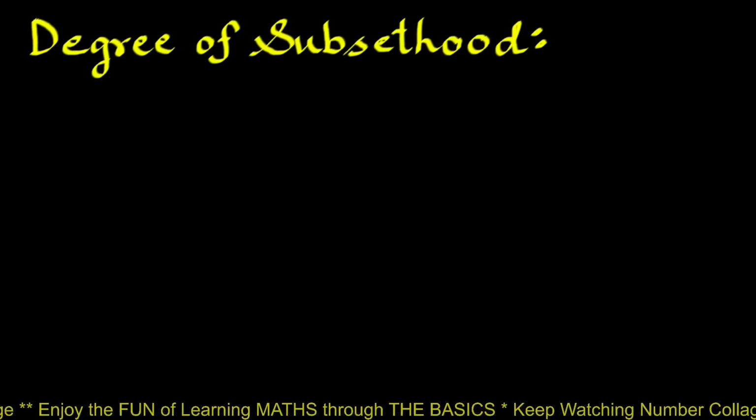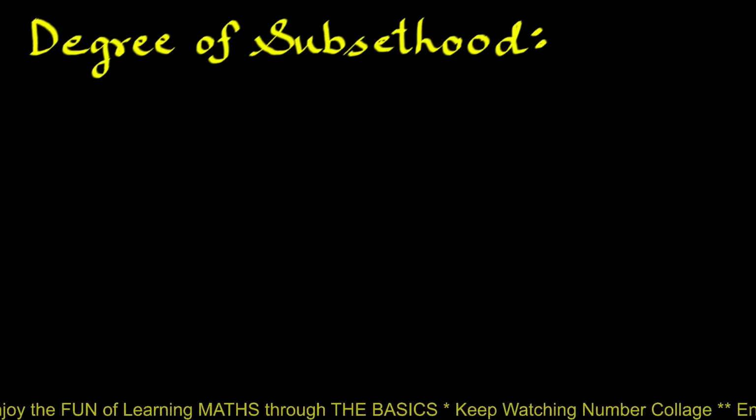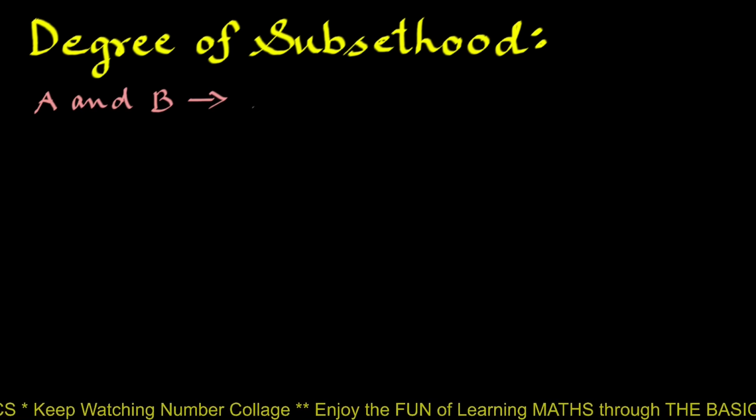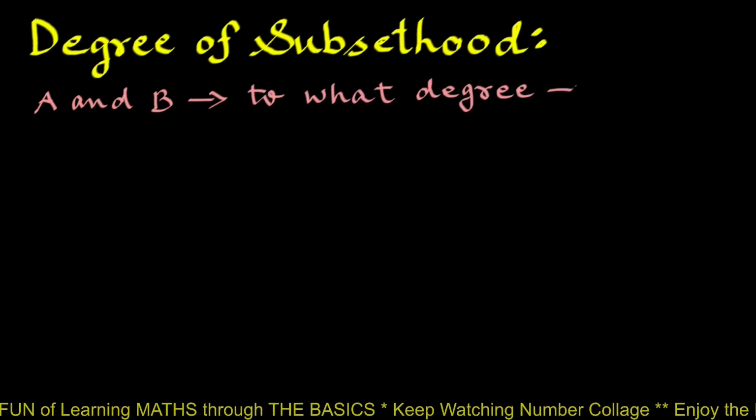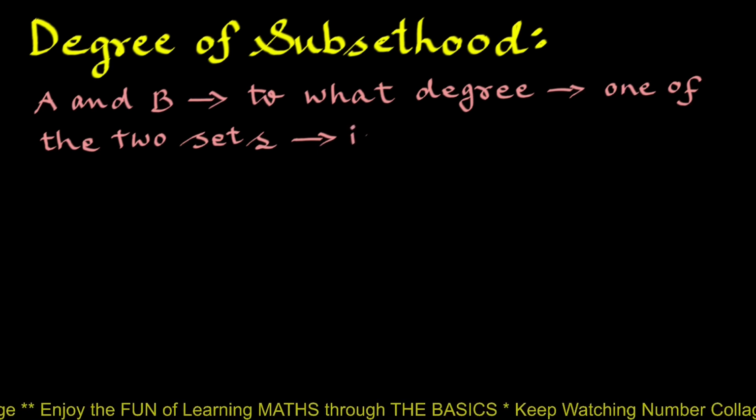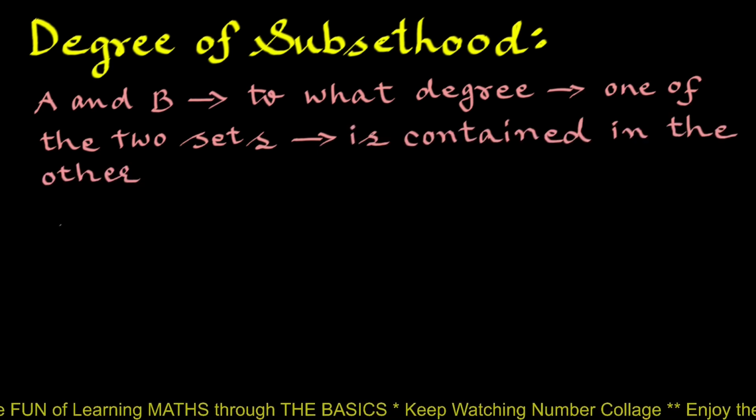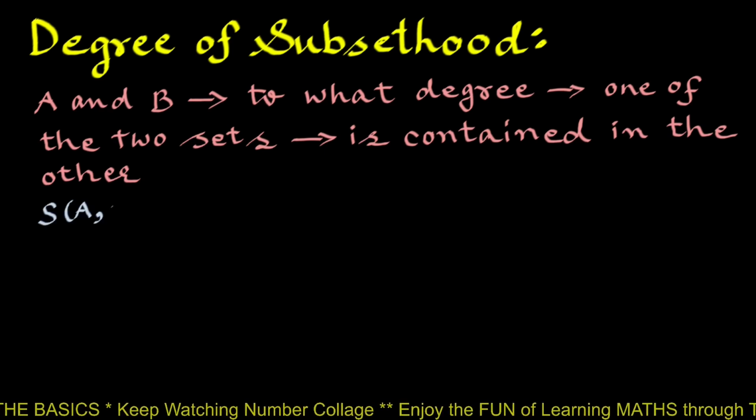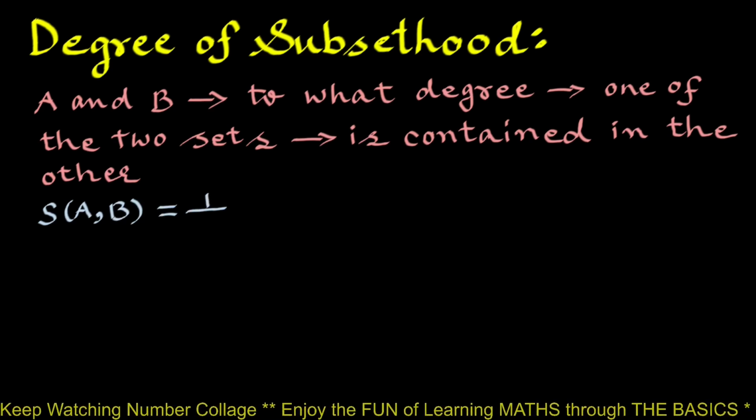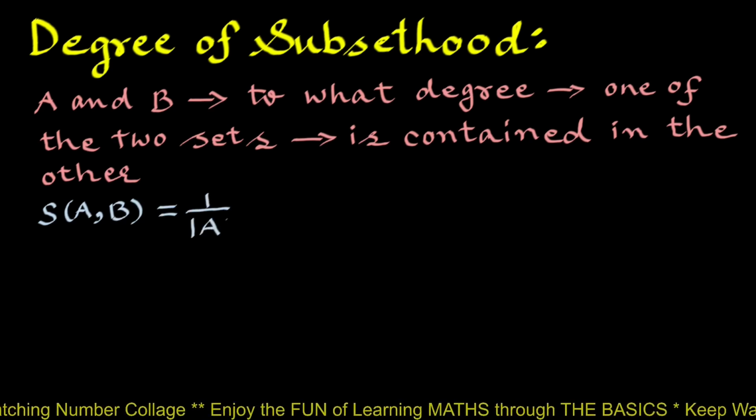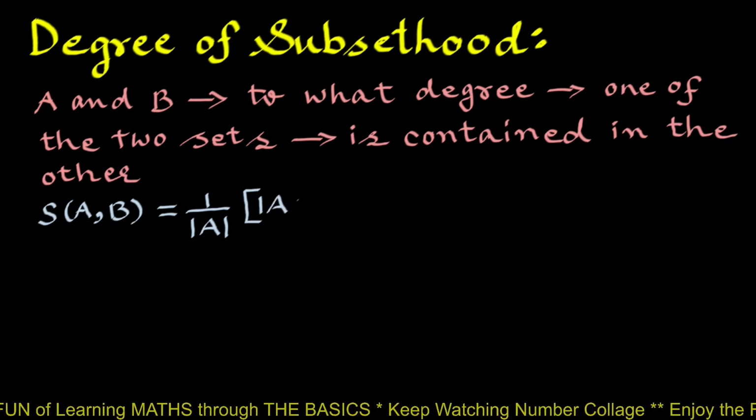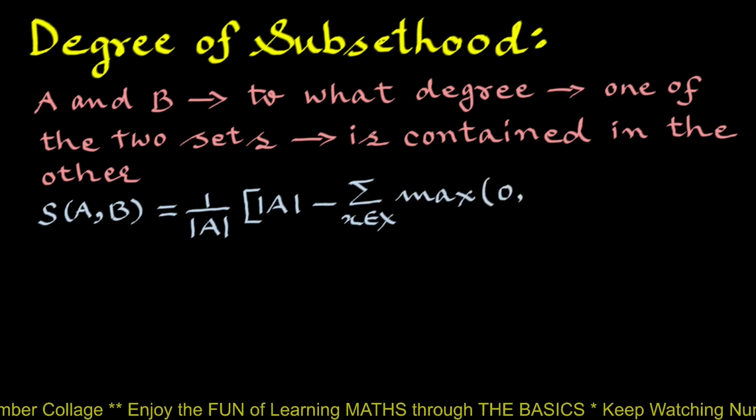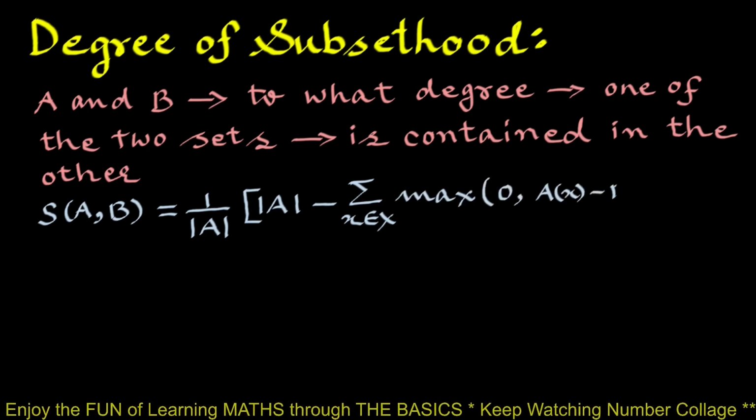In this video, we are going to study degree of subsethood. For fuzzy sets A and B, degree of subsethood tells us to what degree one of the two sets is contained in the other. When we want to know degree of containment of A in B, we write it as subsethood S of A in B, which is 1 upon scalar cardinality of A into scalar cardinality of A minus summation maximum of 0 and difference A of x minus B of x.